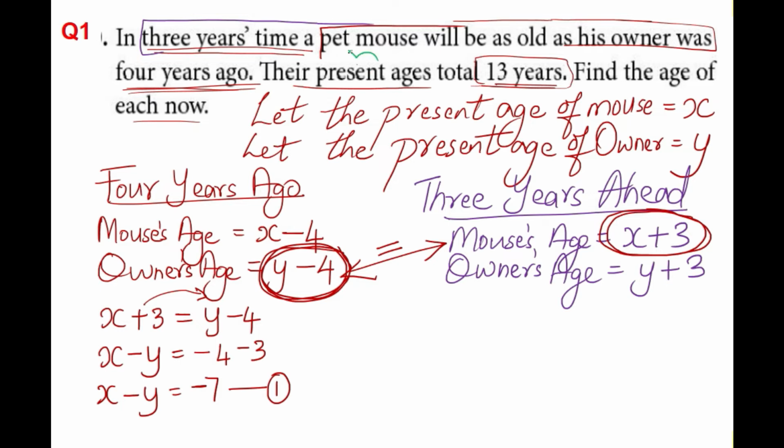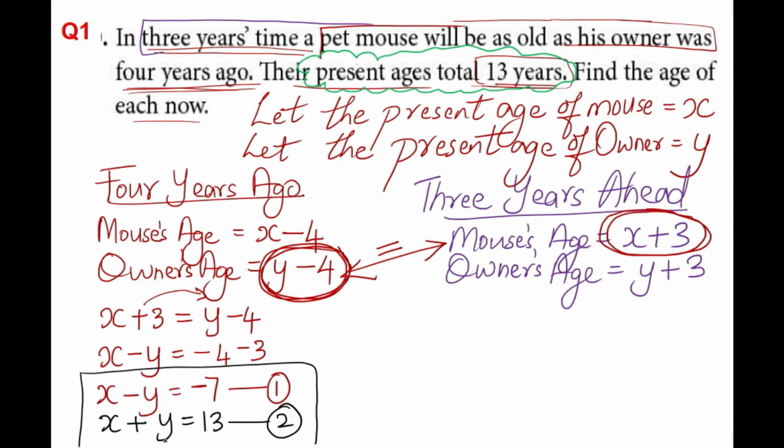And for the next equation, we are already given the info that their present ages make a total of 13 years. So the second equation will be the sum of their present ages, x and y. So x plus y is equal to 13. My simultaneous equations are ready. It's up to you whether you use the elimination method or the substitution method. I will be going for the elimination method.